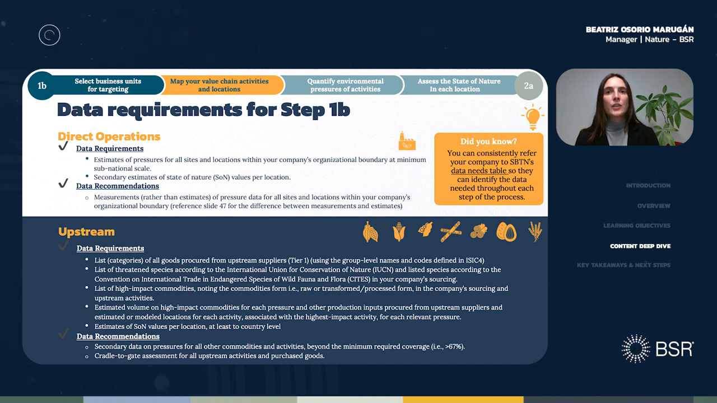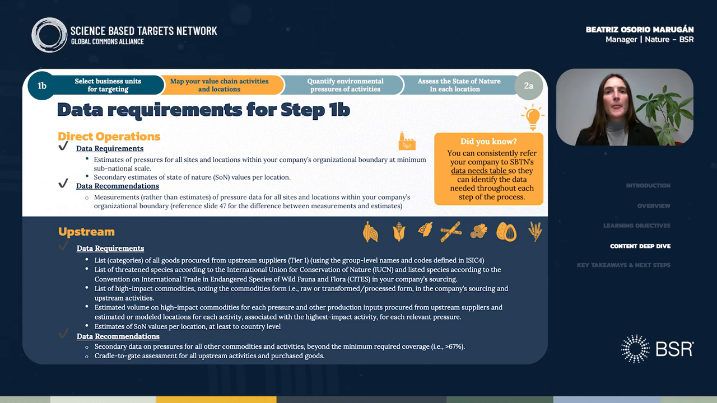As mentioned earlier, you will need to trace the locations of these volumes, but in the case of upstream, there is no minimum spatial resolution level required. The more precise data you get, the better for later stages of the process, but using subnational data or national is also acceptable. Companies that can't trace a particular volume to any location can also label the location as unknown, and that is acceptable too. For all value chain locations, estimated state of nature values will also be included here.